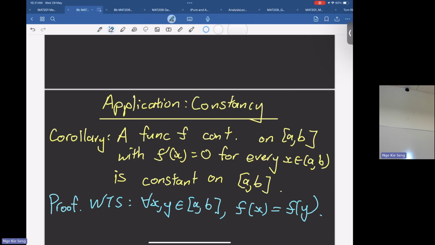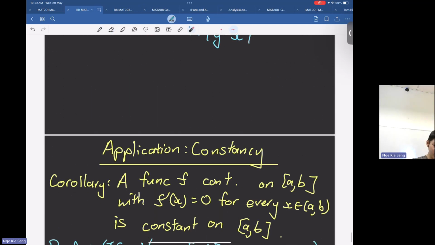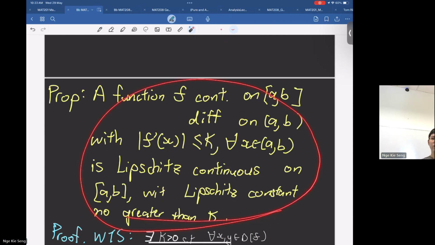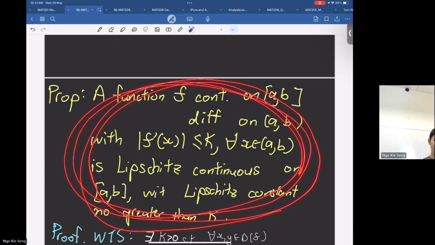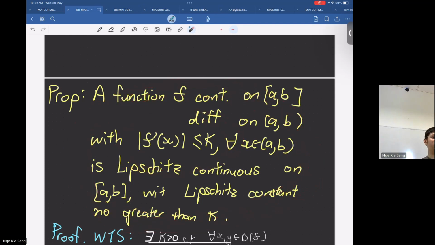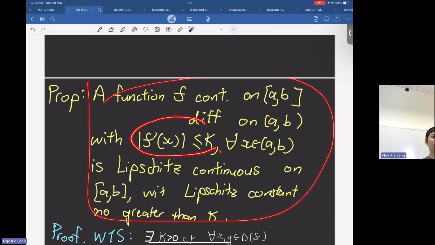Mean value theorem again. Or you can use the Lipschitz constant stuff, right? Because it is continuous on AB, and I told you f prime x is 0 at every point in AB, which means what? Also differentiable. Not only differentiable, I tell you the derivative is 0. So we can apply these theorems here. So what's the Lipschitz constant here? In this case, 0, right? So we just apply this proposition with k equal to 0.